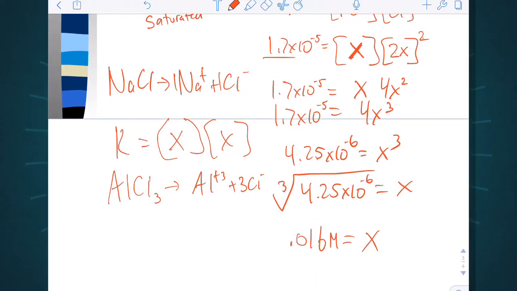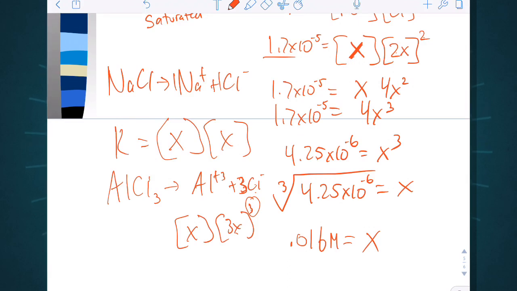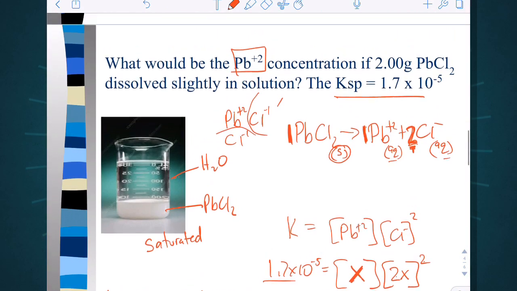Right? What would we be working with in this one? This would be X for Al, and what would Cl be? 3X, right? And it would be cubed, because that goes up twice. So really this 3 is kind of popping up here twice. It pops up when we write the equation, then it also pops up when we plug our values in. So watch out for that. And as long as we can handle this concept, we're okay.